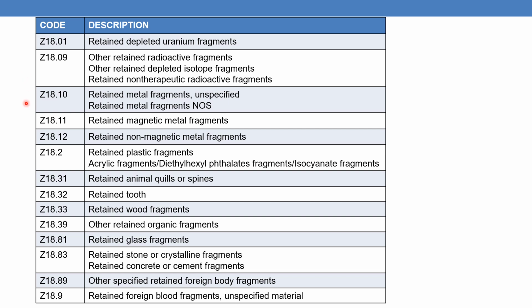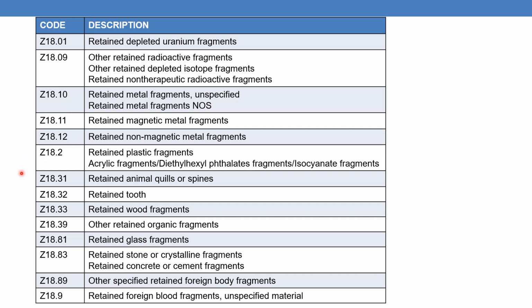Z18.10 indicates retained metal fragments unspecified or retained metal fragments NOS. The next is Z18.11. It deals with retained magnetic metal fragments. The next is Z18.12, retained nonmagnetic metal fragments. The next is Z18.2. It deals with retained plastic fragments, acrylic fragments, diethylhexyl phthalate fragments, or isocyanate fragments. If any of the below mentioned terms are indicated, you need to code Z18.2.